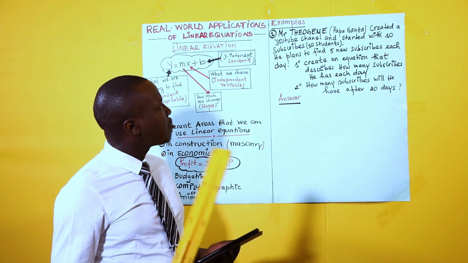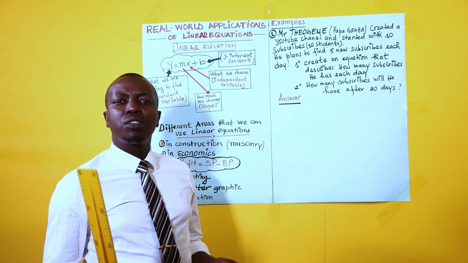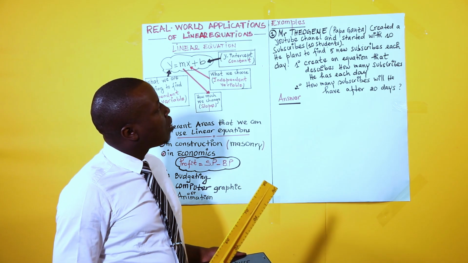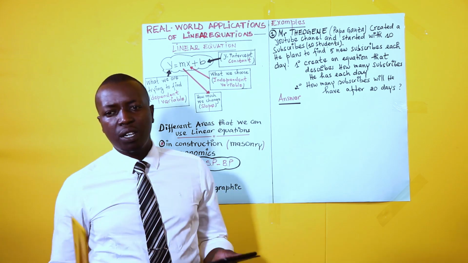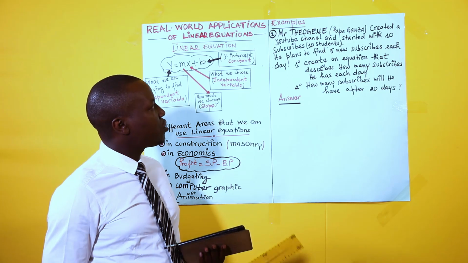Now let's start with examples of linear equations. Here I have around 4 examples, and at the end I'm going to give you 10 exercises similar to the ones that you are doing.